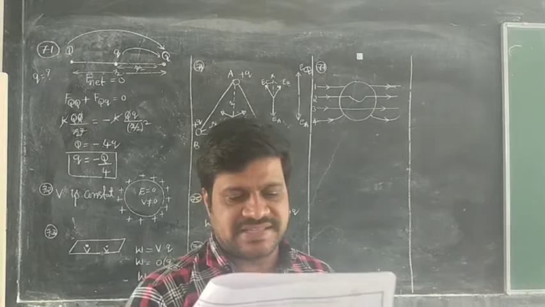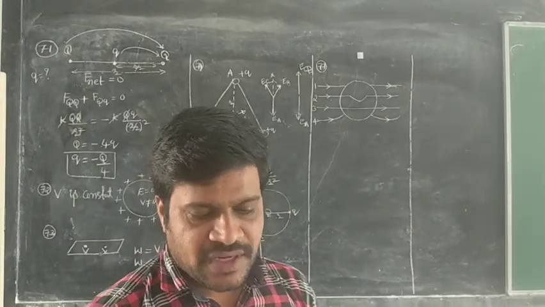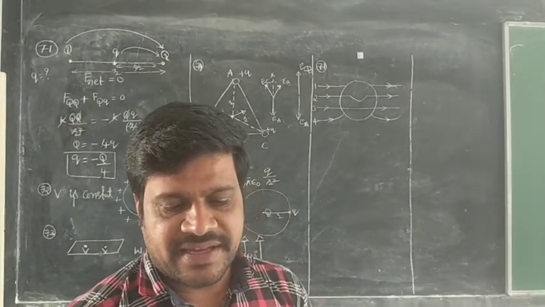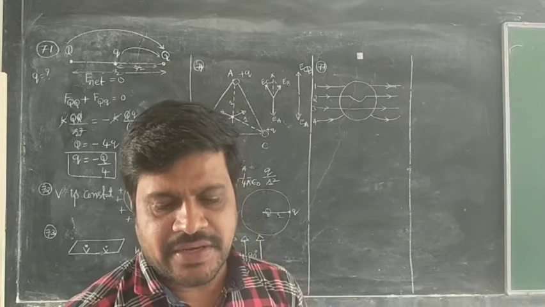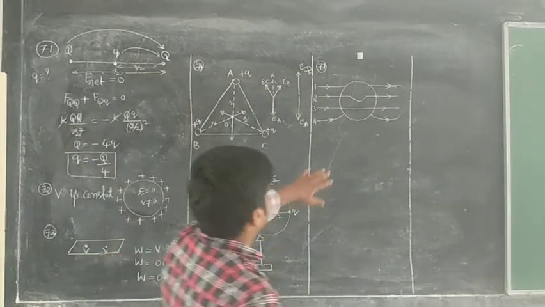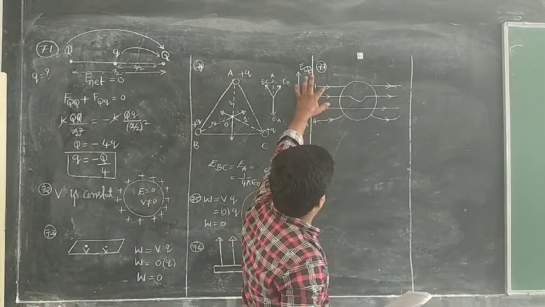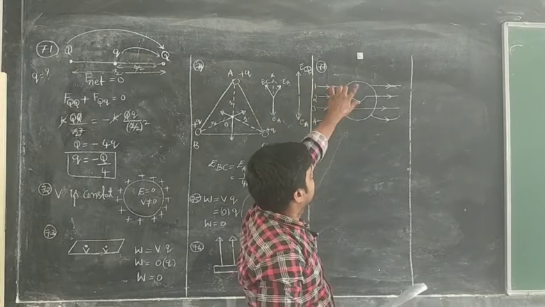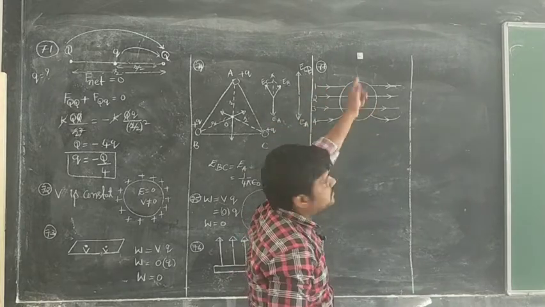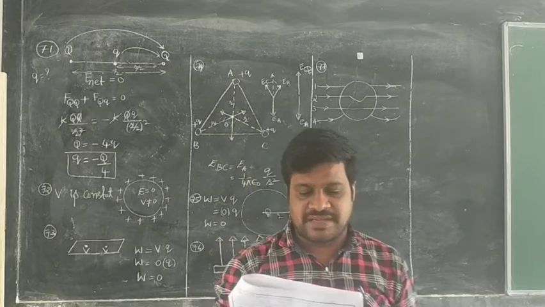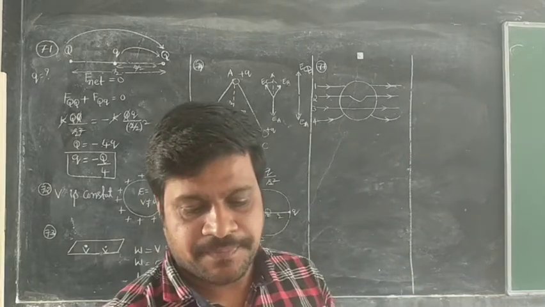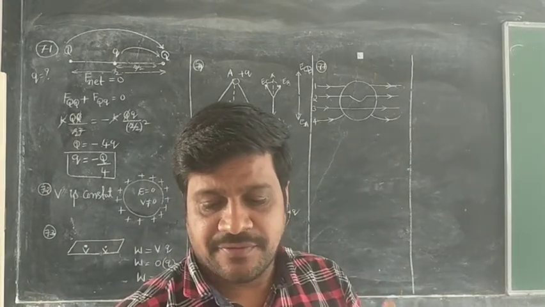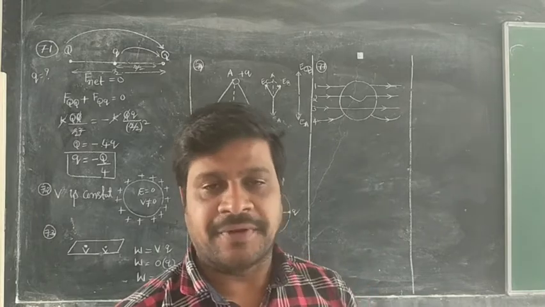Right, in which you see problem 77. A metallic solid sphere is placed in a uniform electric field. This is one uniform electric field. All lines are equidistant, in which one metallic charged solid sphere has been placed. The lines of force follow the path shown in the figure.